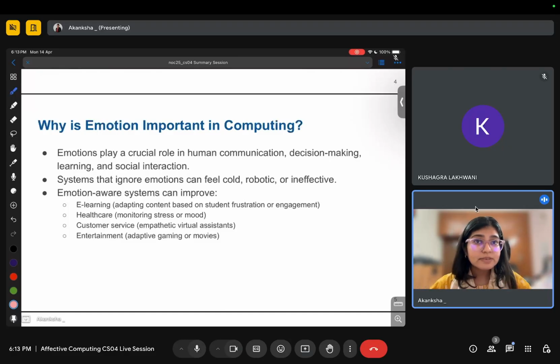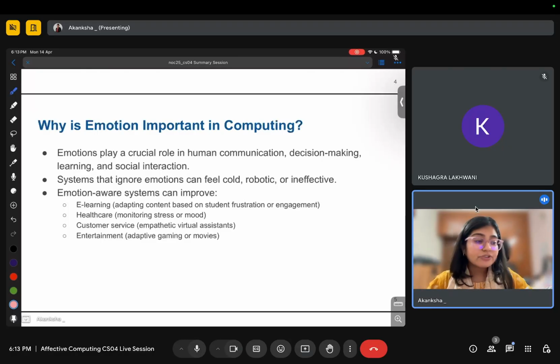If we are talking to, let's say, a robot, and it gives very robotic or very cold responses, you won't like to interact with it more. So we want to change that experience, and make the machines more emotionally aware. That is where the emotion component comes in.